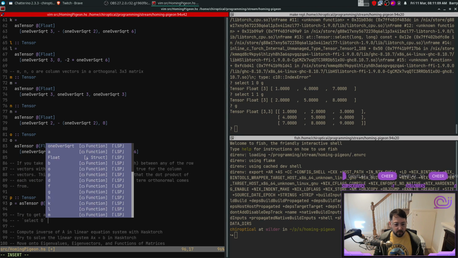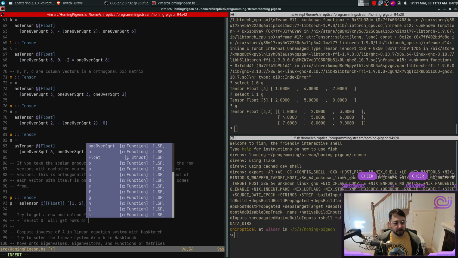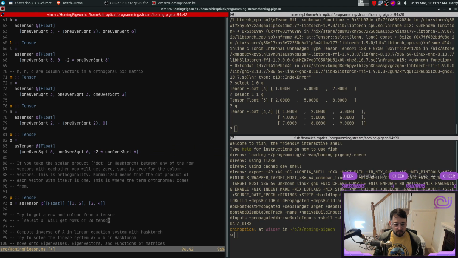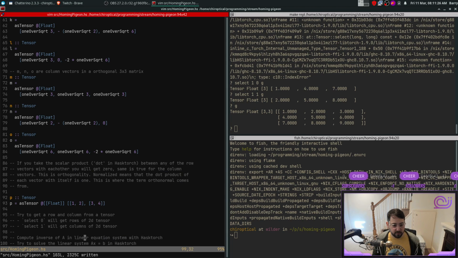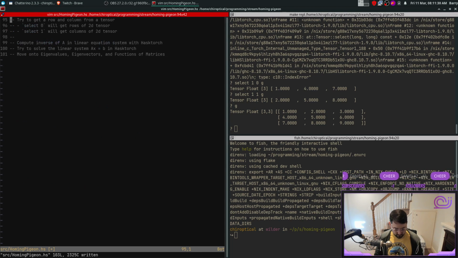Okay, so over here we can use select 0 will get rows of a two-dimensional tensor. Select 1 will get columns of a 2D tensor. Perfect. Okay. So that was step 1 for today. We needed to know how to do that.